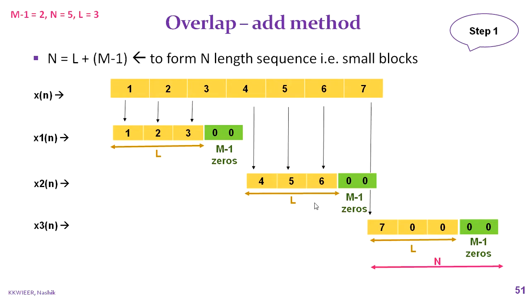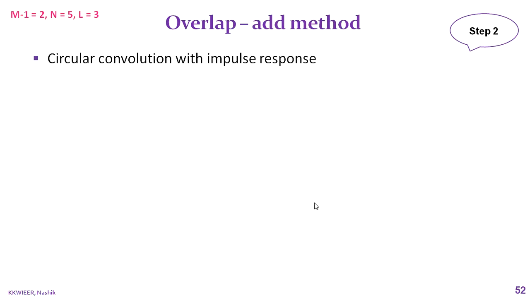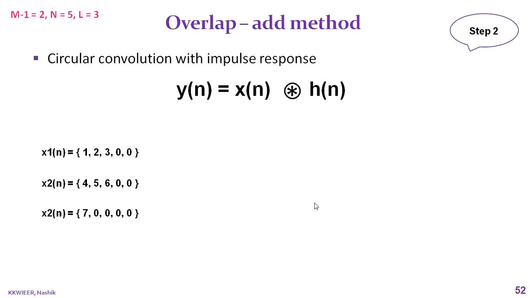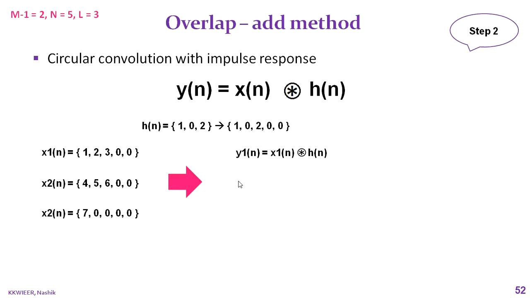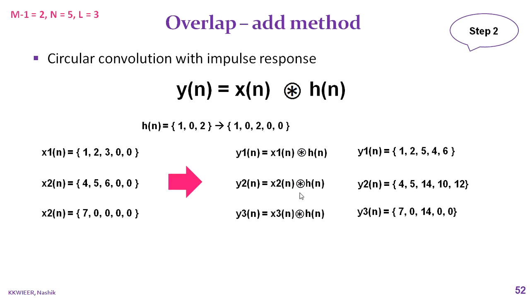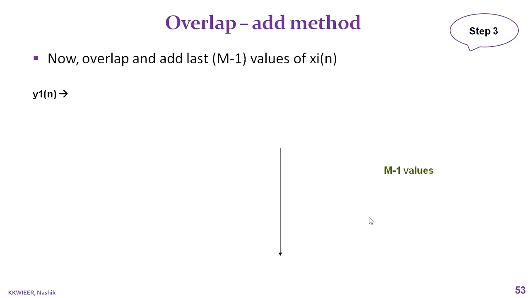Now the second step, that is the circular convolution with the impulse response. So circularly convoluting x1 of n, x2 of n and x3 of n with h of n, you will get y1 of n, y2 of n, y3 of n, these three sequences. Once you have got y1 of n, y2 of n and y3 of n, what can you do? How to get the final y of n?